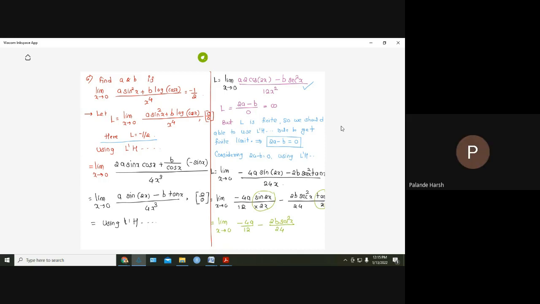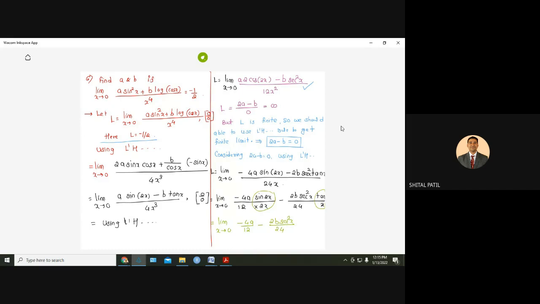So just a minute. I had a doubt. What is written in that blue? I didn't understand. But L is finite, right? So for L we have written 2a minus b divided by 0. Any number divided by 0 is infinity, right? Except 0. If it is 0 by 0, then it is not infinity, right? That is written in the next part. So L is finite, so we should be able to use L'Hospital's rule to get a finite limit.